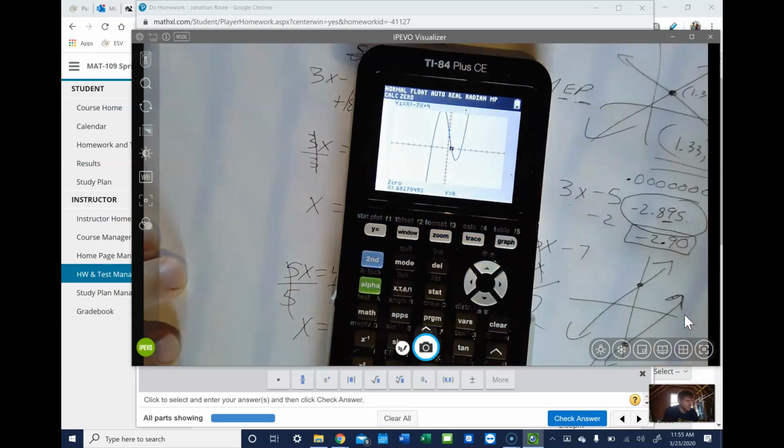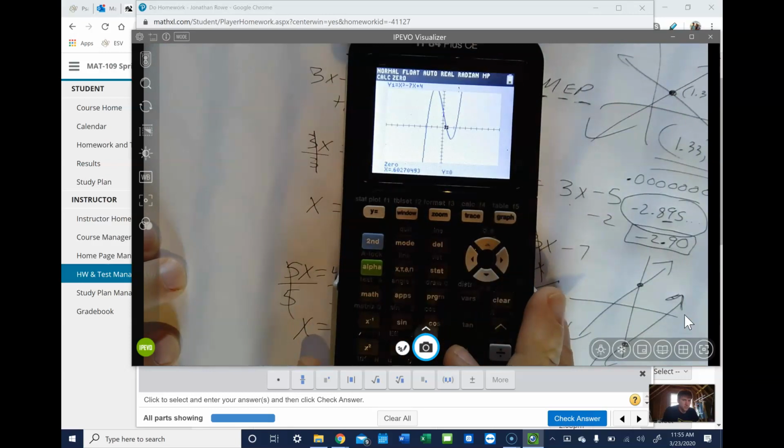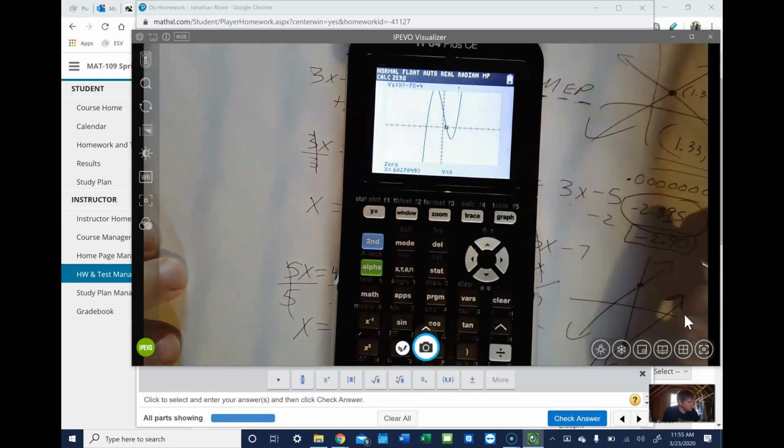My next answer is 0.602. So if I round it to 2 decimal places, the 2 does not round the 0 up, so it's just 0.60.